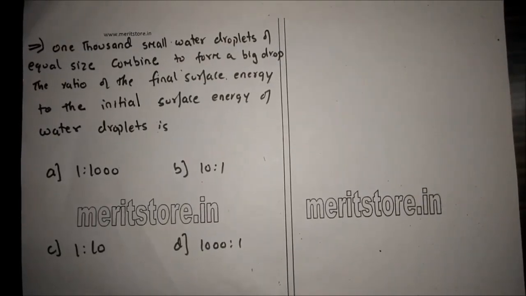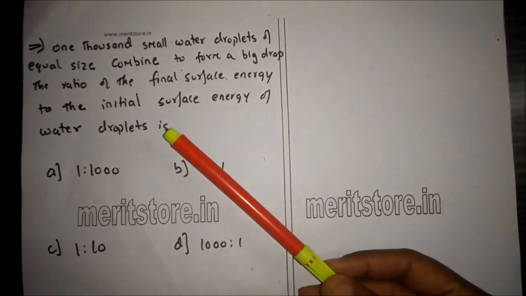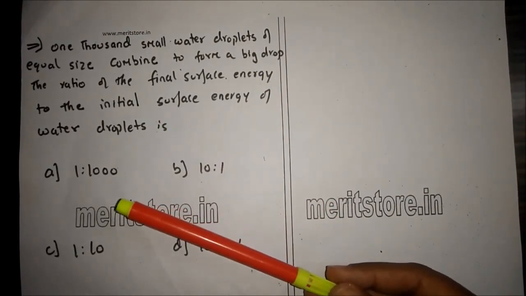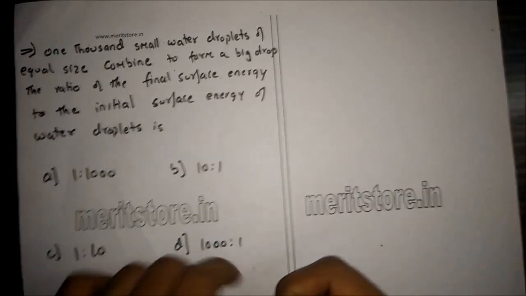1,000 small water droplets of equal size combine to form a big droplet. The ratio of the final surface energy to the initial surface energy of the water droplets is: 1 is to 1,000, 10 is to 1, 1 is to 10, or 1,000 is to 1.